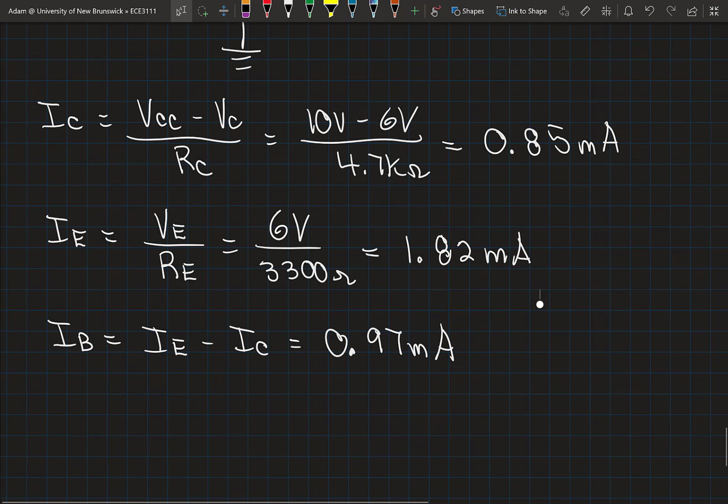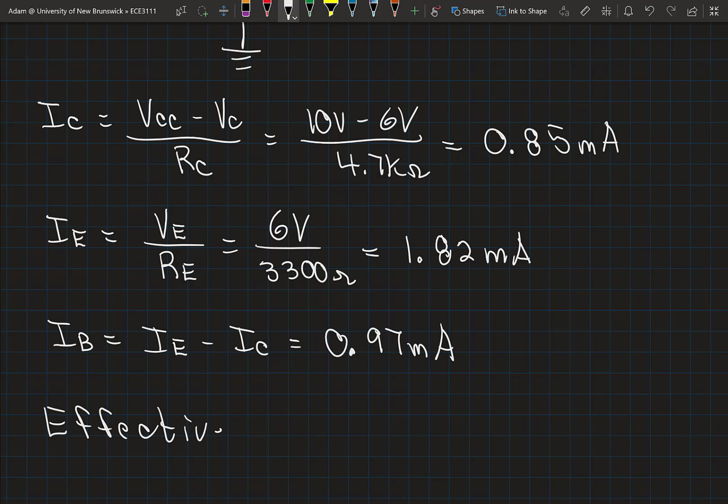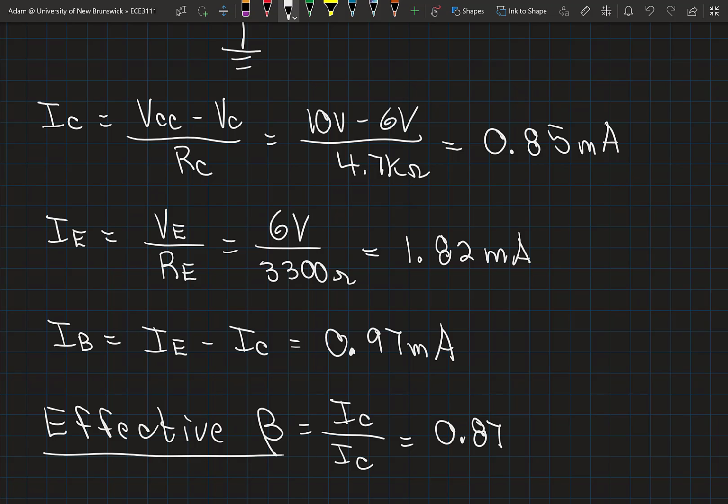Knowing these values, we could calculate what we call an effective beta. So the effective beta value, knowing that beta is the ratio of collector current to base current, is 0.87. Okay, so much lower than the actual beta value of the transistor. This is an effective beta value of the circuit, sometimes referred to as a forced beta value. Okay, and again, we'll note that this is very low.